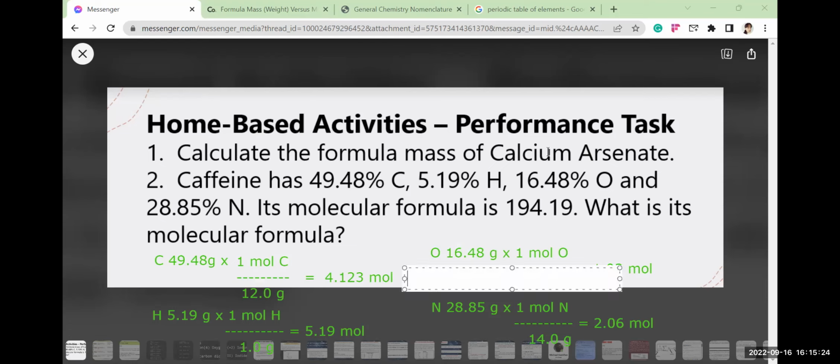For example, second step na tayo. I'll shortcut. If you divide 4.123 by 5.19, the answer is 0.794412. Wait, may mali sa ginagawa ko. Dapat kasi i-divide mo siya by the smallest number. What's the smallest number? 1.03. So divide everything by 1.03.